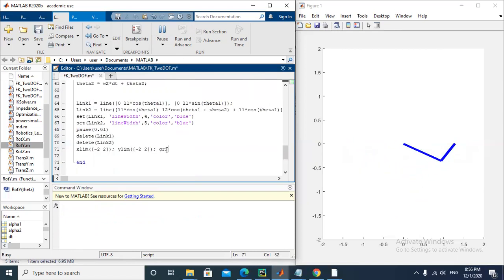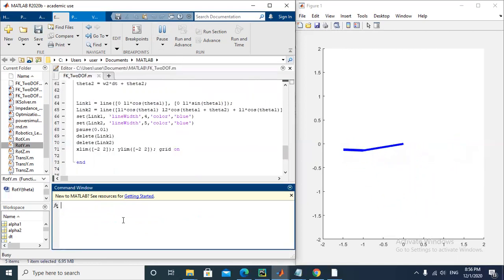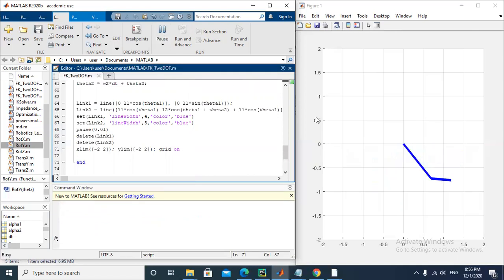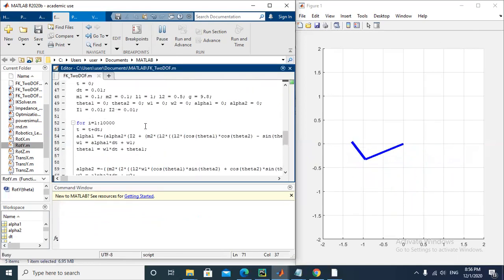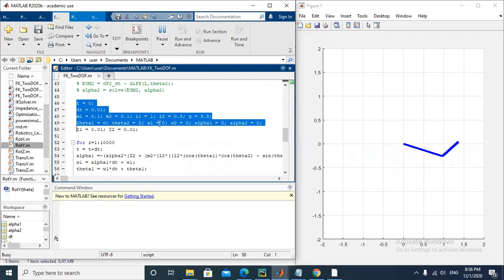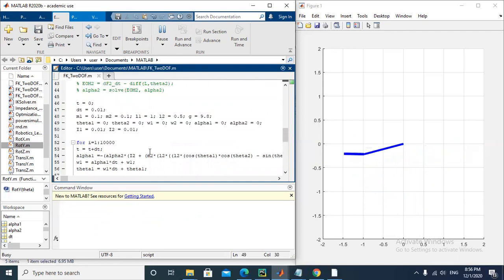One last thing, you can add a grid to it by typing grid on. There we go, and there you go. So you can change anything that you want here. You can change your initial conditions. I can change my omega 1, for example, right? And I can also remove the gravity. What happens if I remove gravity? What do you think is going to happen?